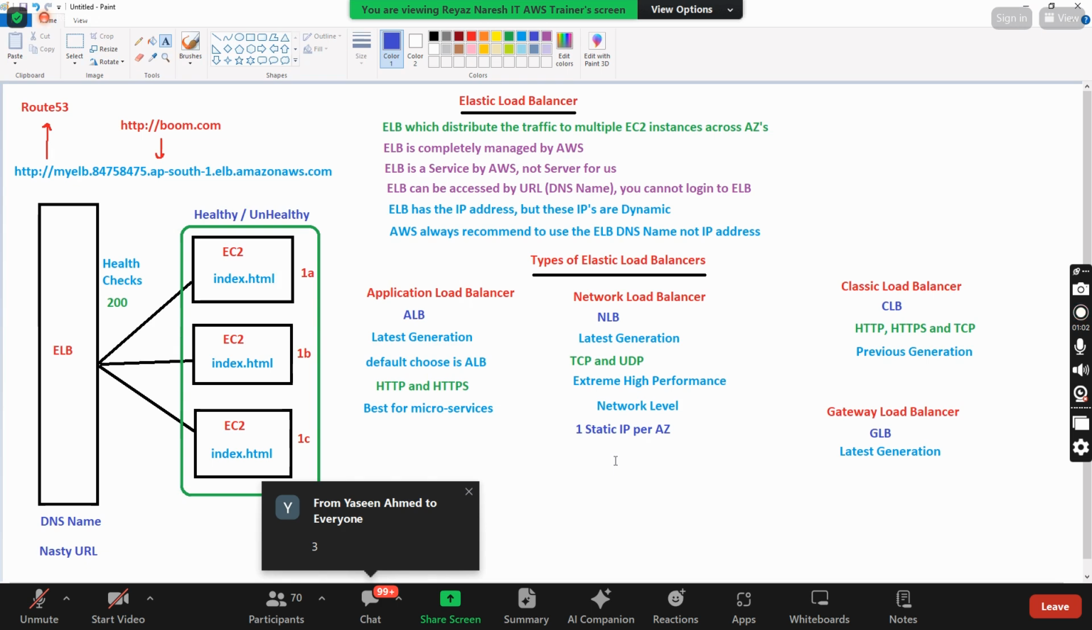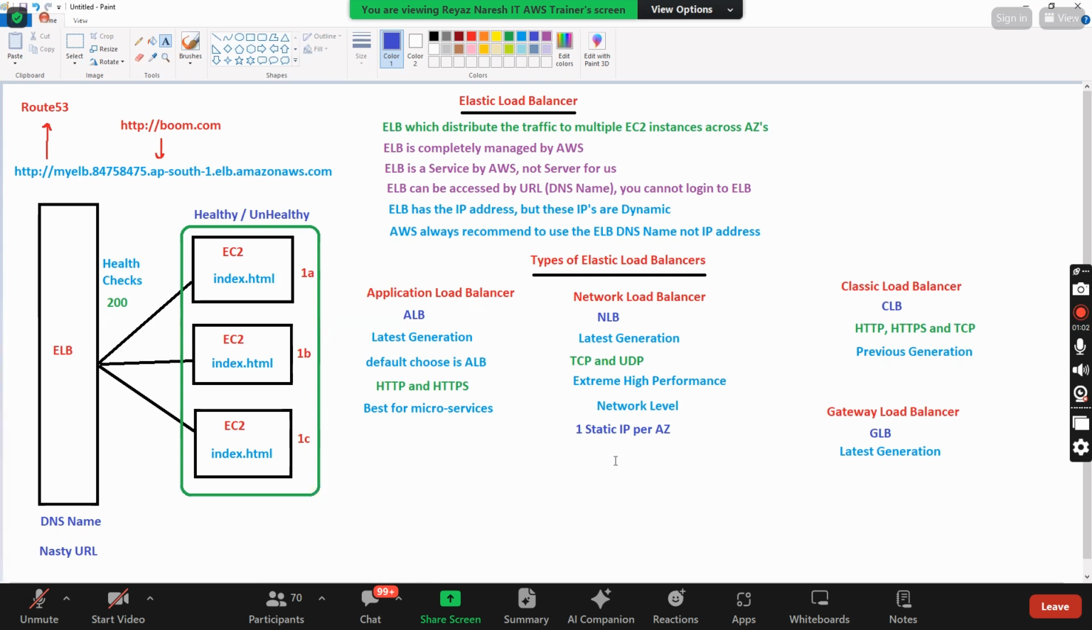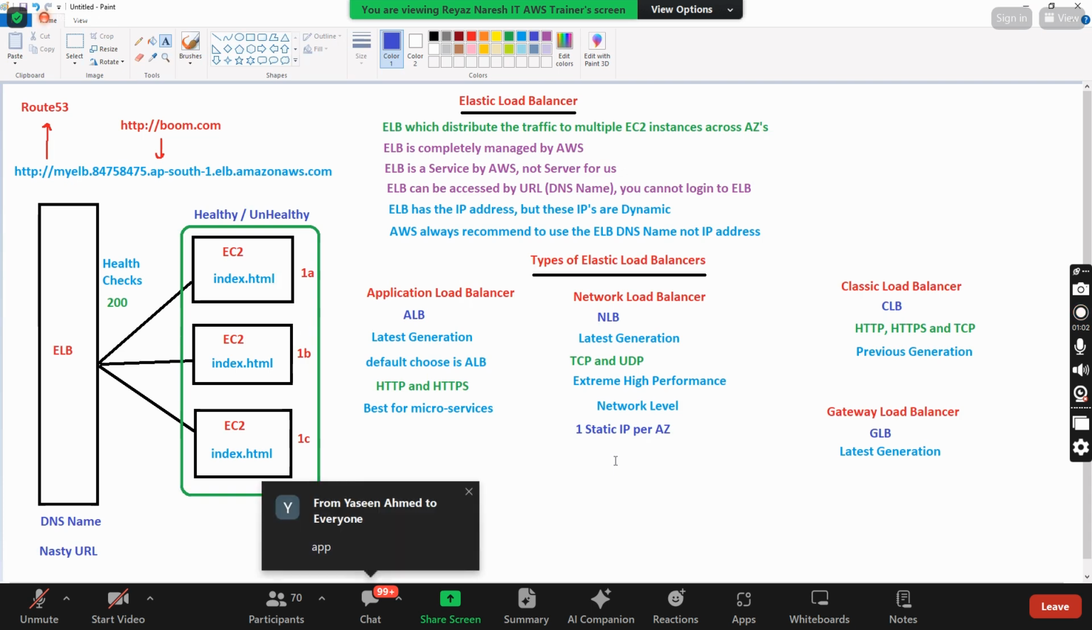You understand mainly the 3 differences? So which is the load balancer that we should be using? Application load balancer, ALB.